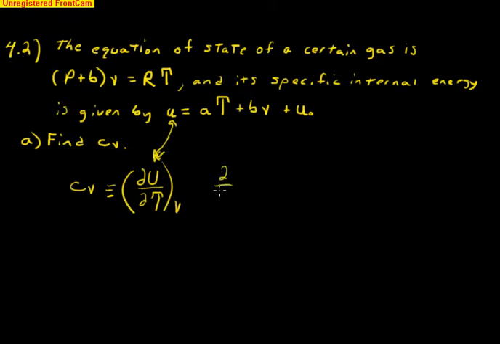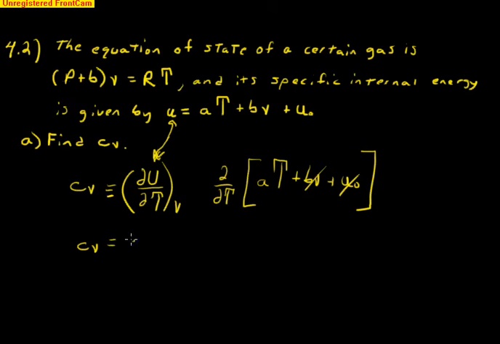So we have our partial with respect to temperature of this function up here: AT plus BV plus the initial U naught, which is a constant. All we have to do is differentiate and hold everything constant except for anything that has a T term in it. So these are constants, these are going to go away completely. That leaves us with our specific heat capacity with volume held constant equal to the derivative of AT with respect to T, which is simply A. Okay, that was the easy part.